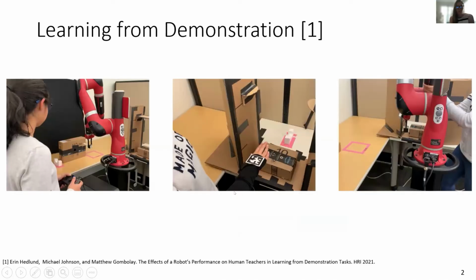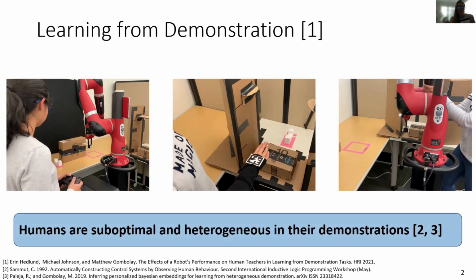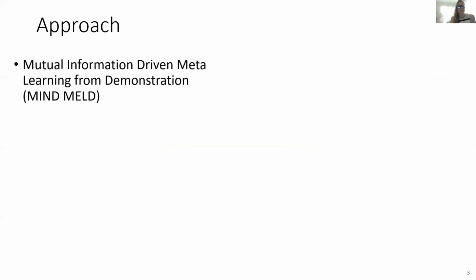For robots to operate in the real world, they must be able to learn novel tasks from end users. They can do so via learning from demonstration. Prior work has shown that robots learn well via robot-centric learning from demonstration, in which the demonstrator provides corrective feedback to the robot. However, prior work has also shown that humans tend to be suboptimal and heterogeneous when providing this corrective feedback. To solve this problem, we introduce what we call mutual information-driven meta-learning from demonstration, or MELD.